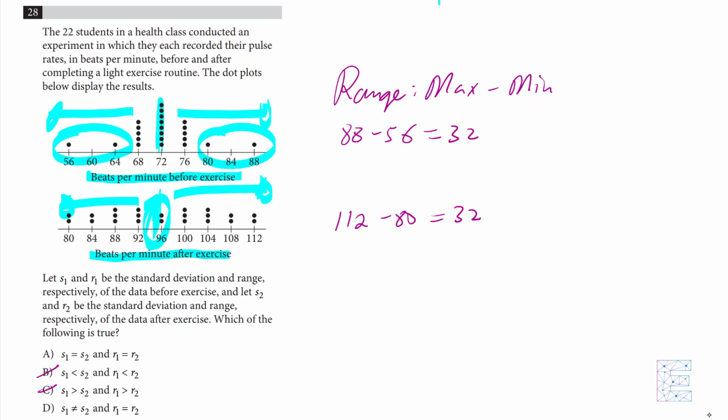for the data down here. So the standard deviations cannot be equal. That means D would have to be it, because it says standard deviation not equal for S1 and S2. And choice A was arguing that the standard deviations would have to be the same. So D would have to be the right answer.